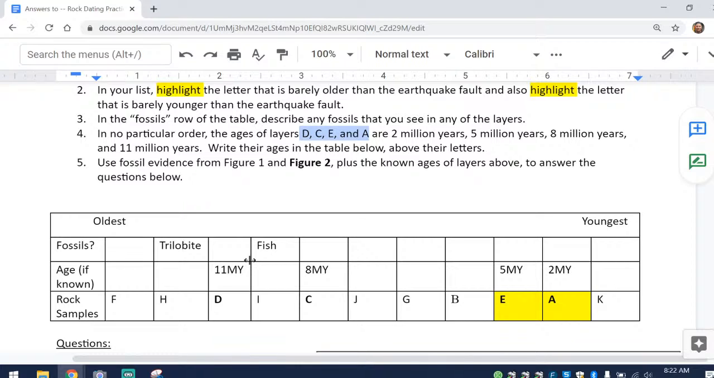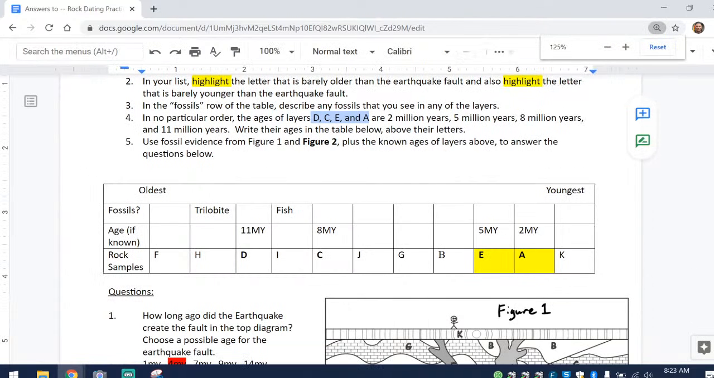So what I did is I highlighted D, C, E, and A. And then I looked on my list. D is the oldest. So that's the one that's got to be the oldest, 11 million years. And A is the youngest, so 2 million years goes with A. And then E is the second youngest, so it's 5, and C is the second oldest, so it's 8. And then finally, once you have this table right, number 5 isn't too bad.